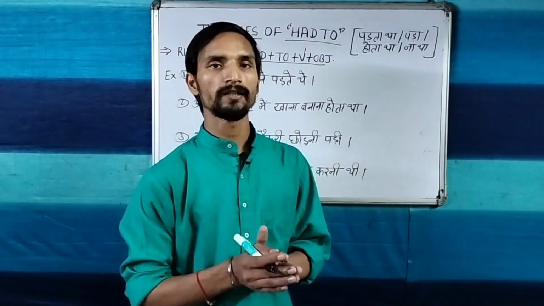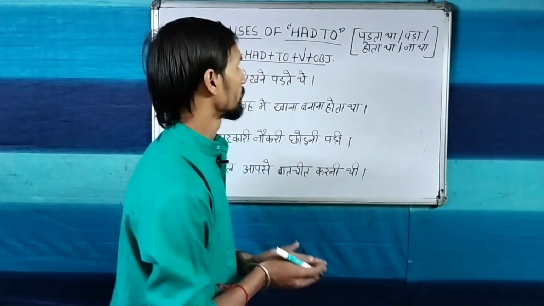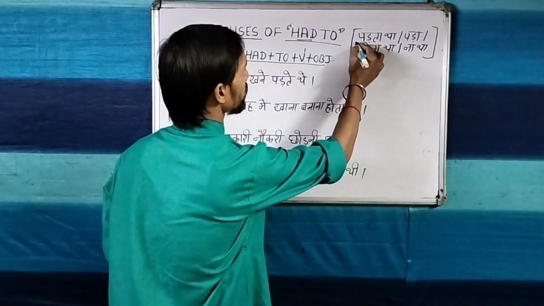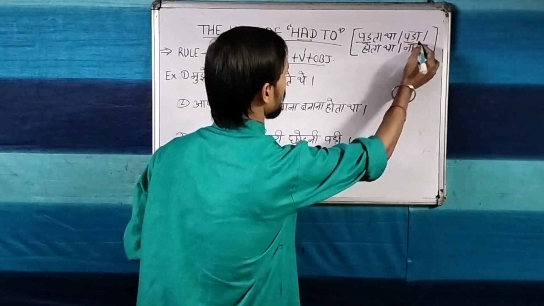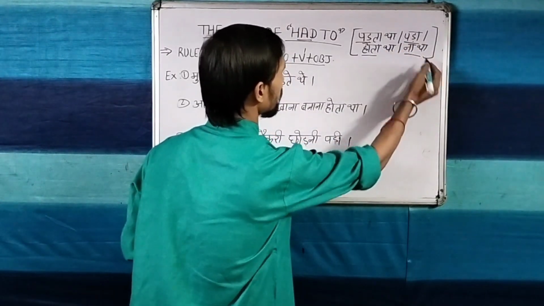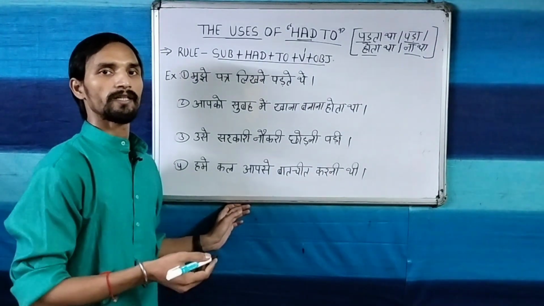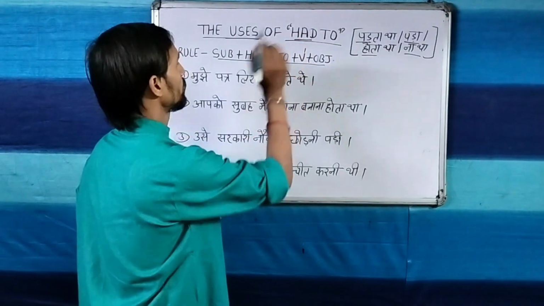Now let's know its identity and its structure. The identity of had to: when words like पढ़ता था, पढ़ा, होता था, ना था come with the main verb at the end of the sentence, we use had to.